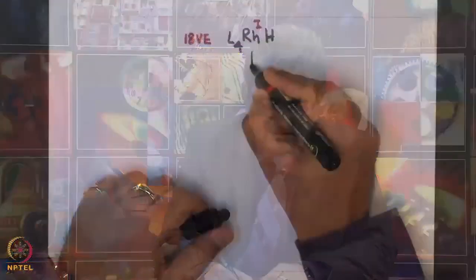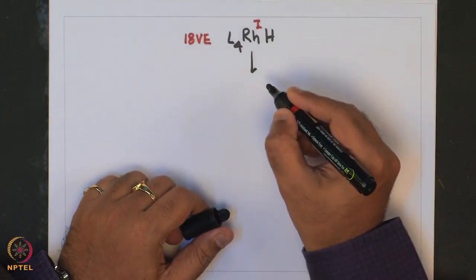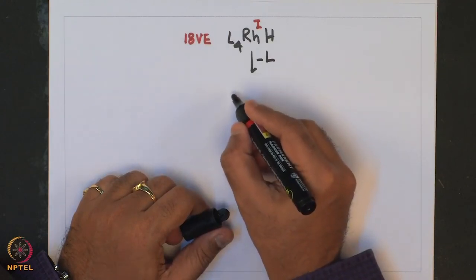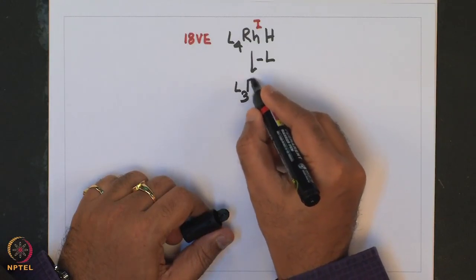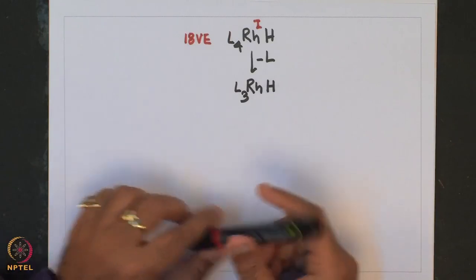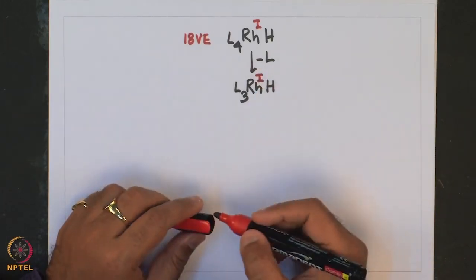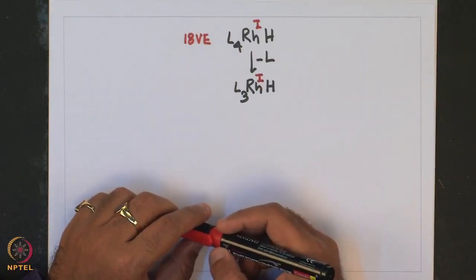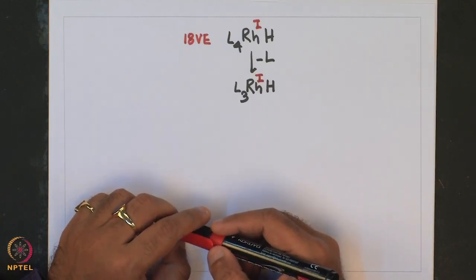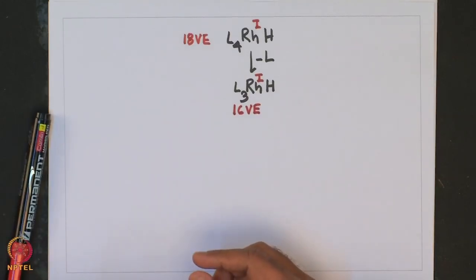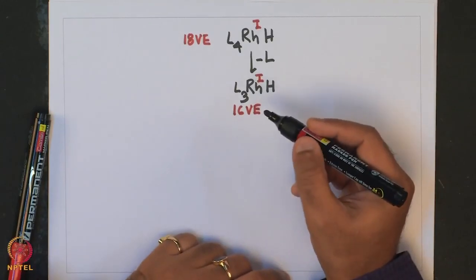So, this precatalyst enters the catalytic cycle by elimination of one of the L ligands, giving rise to the L3 rhodium hydride complex. Here too, the rhodium is in plus 1 oxidation state and it has now become electronically unsaturated as a result of the loss of this L ligand, and currently it is a 16 valence electron complex. And also the complex has undergone a loss in its coordination number.